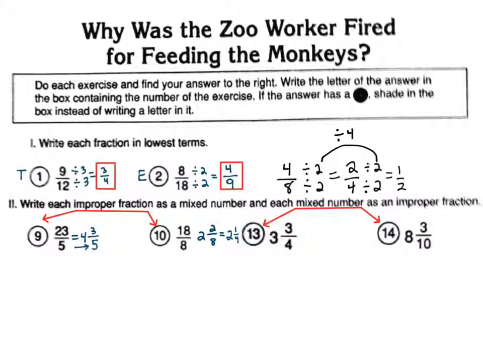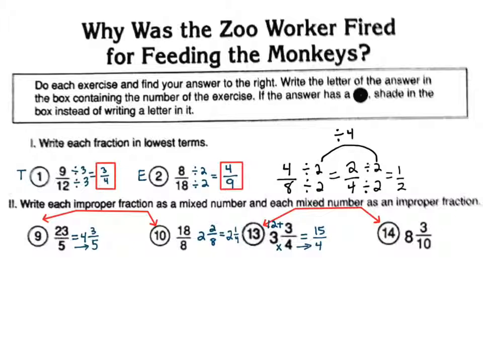So the first step on number 13 is we take 4 and we times it by 3. So we go 4 times 3 equals 12. 12 plus 3 equals 15. Now, just like we did before, we take our denominator and just bring it right over. So we're going to bring that denominator of 4 straight over. And so we have 15/4.